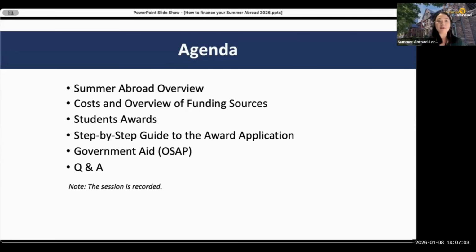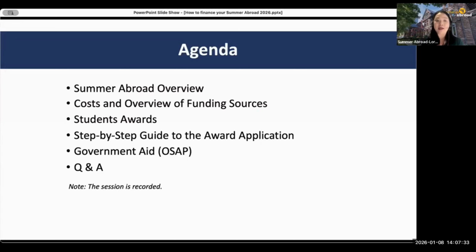So what's on the agenda today? We're going to start with a quick Summer Abroad overview, important for those who may be new. Maybe you're just exploring these international opportunities and you have so many available to you, and you're trying to understand how Summer Abroad differentiates itself and what the benefits are. So I'll talk a little bit about it, and then I'm going to deep dive into cost and a review of the funding sources.